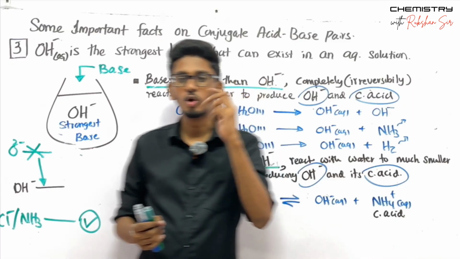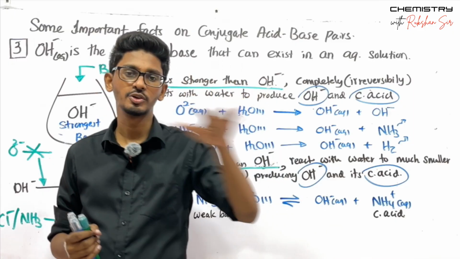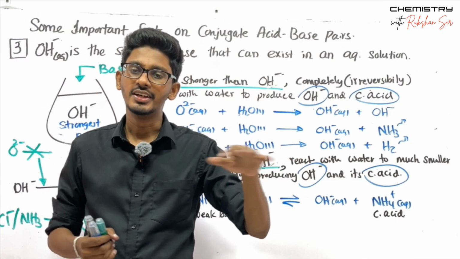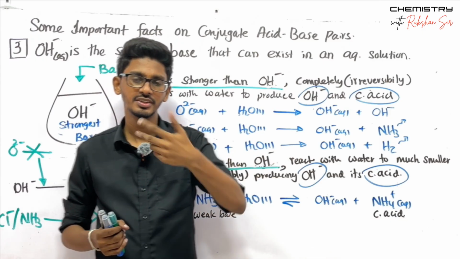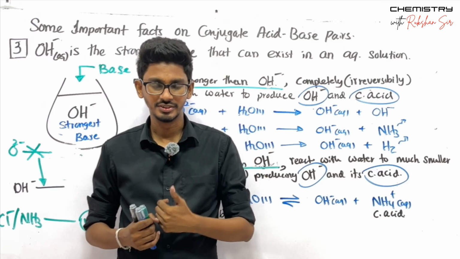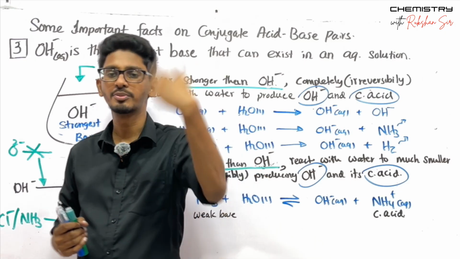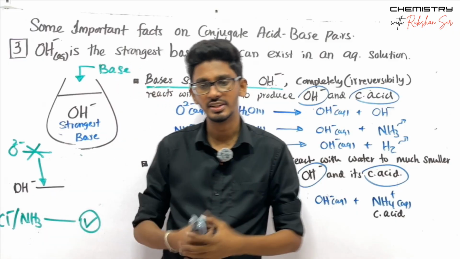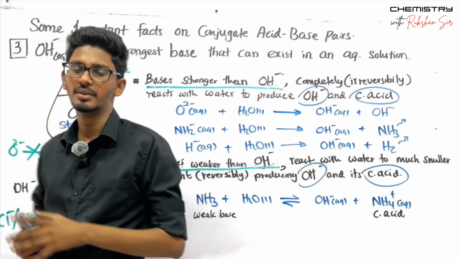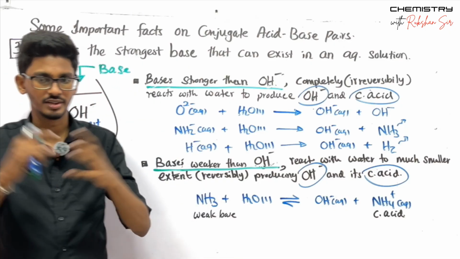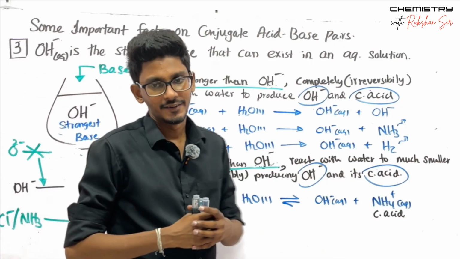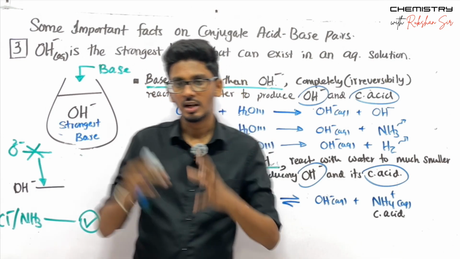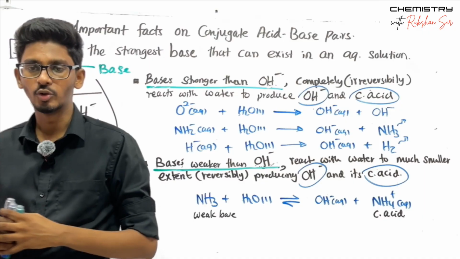If you are stronger than H2O plus, that is a straight arrow thing. If you are weaker than H2O plus, that is a double arrow thing. If you are stronger than OH minus as a base, it's a straight arrow thing. If you are weaker than the OH minus as a base, it's a double arrow thing. That's how we are supposed to come up with the arrows, whether it's a single arrow or double arrow.